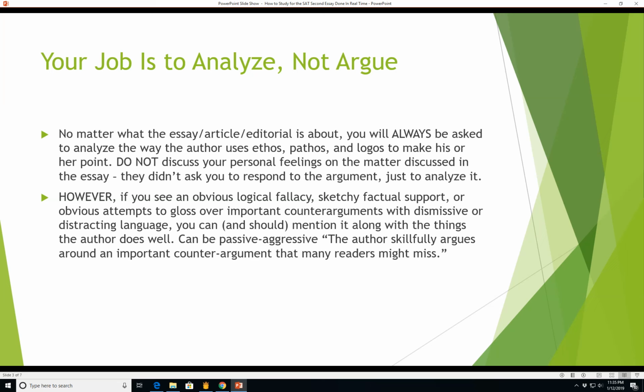However, if you do see an obvious logical fallacy, sketchy factual support, or obvious attempts to gloss over important counterarguments with dismissive or distracting language, or simply by ignoring them, you can and should mention it along with the things the author does well. You can be a little passive-aggressive if you want, say something like, the author skillfully argues around an important counterargument that many readers might miss.